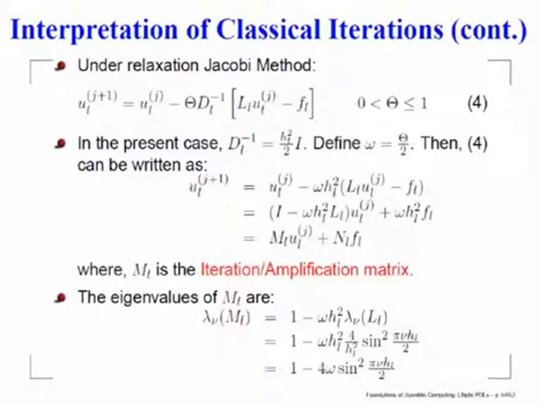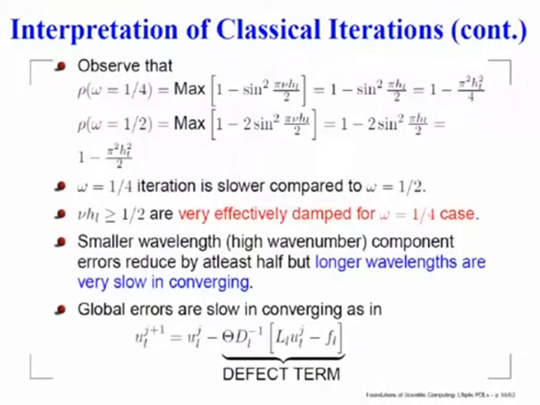So we have already found the eigenvalues of the A_L matrix, so it is not at all difficult to find the M matrix eigenvalues. That will be nothing but 1, coming from this I matrix, minus omega h_L square into lambda of the matrix, which itself is 4 by h square sine square pi h over 2. So basically the eigenvalues are given in terms of this, and we have often commented that we choose theta, capital theta, or in this case omega, to hasten our convergence. If I choose, let's say, theta equal to half, that will give me omega as 1/4. And if I take theta equal to 1, meaning no relaxation at all, that will give me omega equal to half, because that is theta by 2.